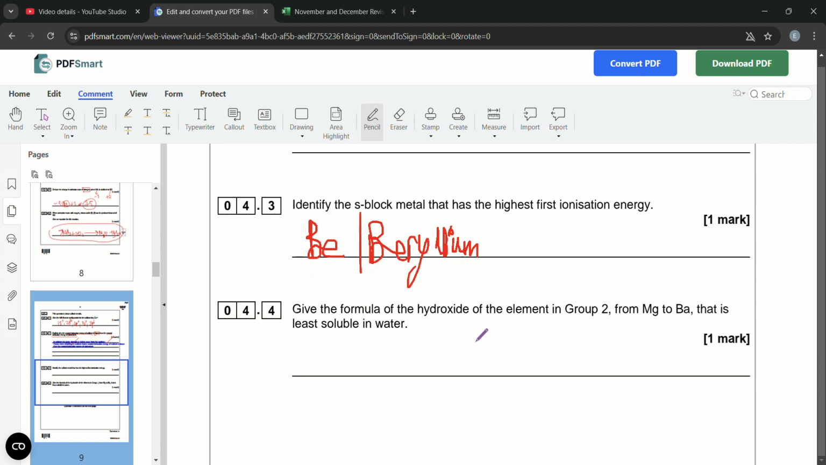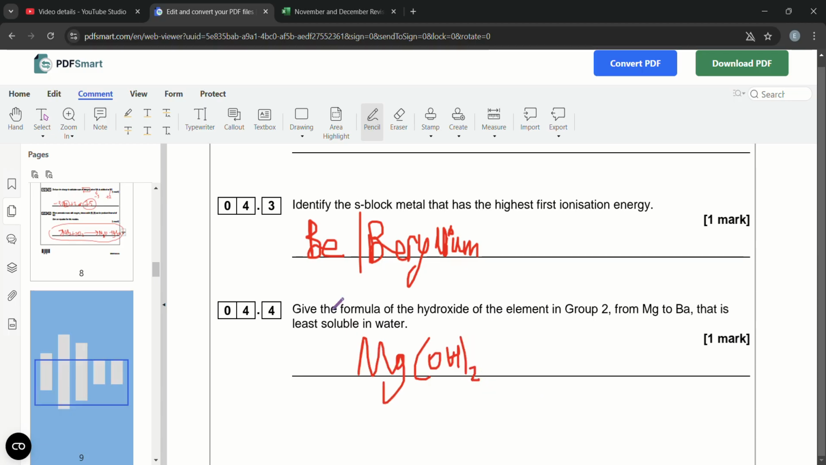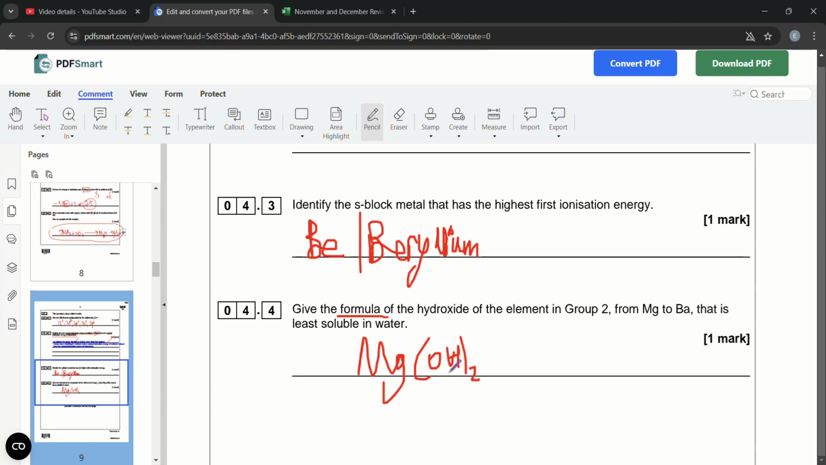Give the formula of the hydroxide that is least soluble in water, magnesium hydroxide. Mg(OH)2. It says formula, doesn't say name. Magnesium hydroxide is the least soluble in water.